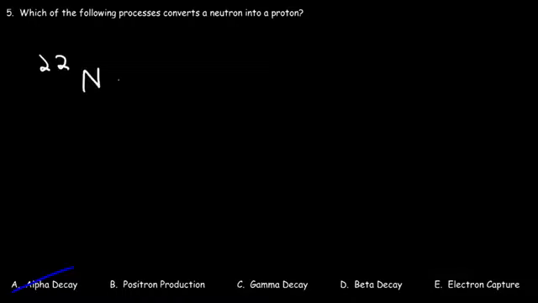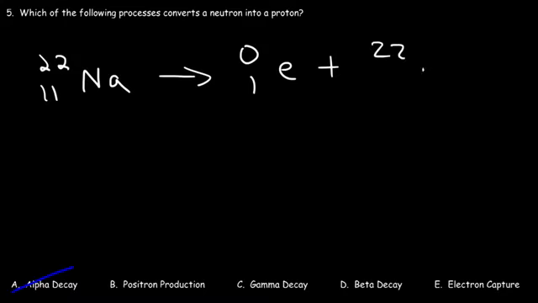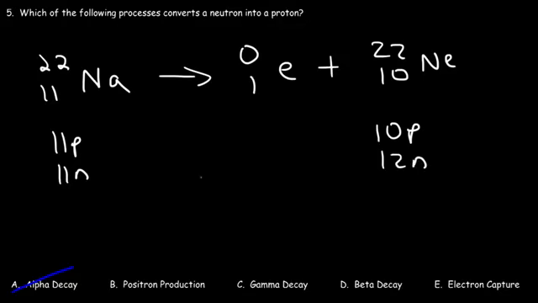Let's start with sodium-22. It undergoes positron decay and it produces neon-22. So we can see the mass and the charges are balanced. Now, sodium has 11 protons and 11 neutrons. Neon has 10 protons, 12 neutrons. So notice that the number of neutrons increased by 1, and the number of protons decreased by 1.